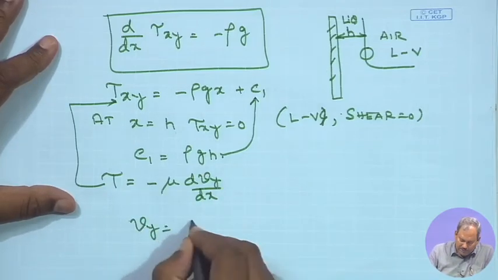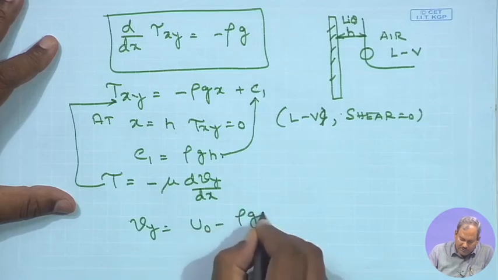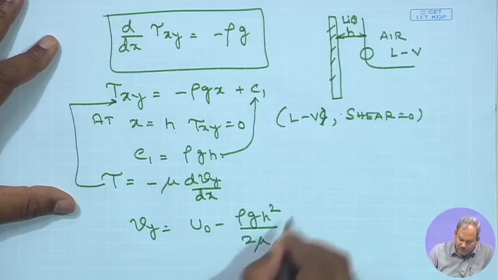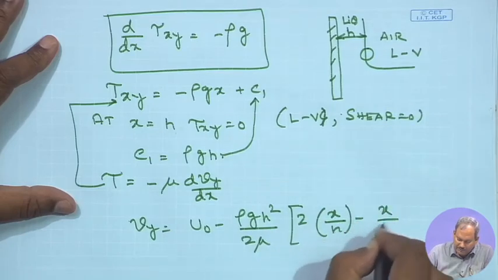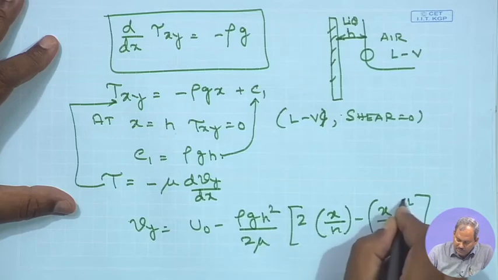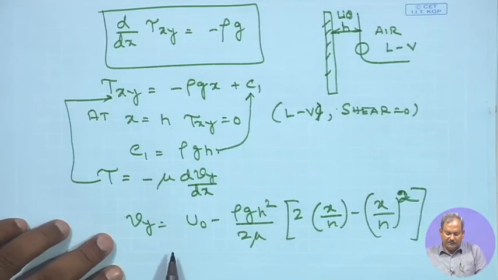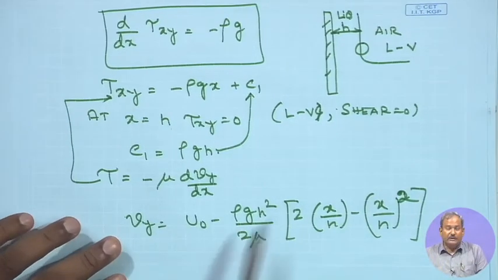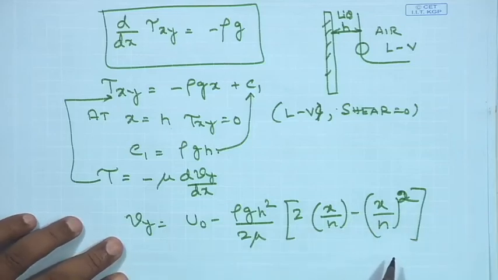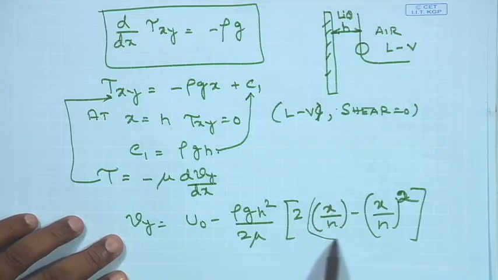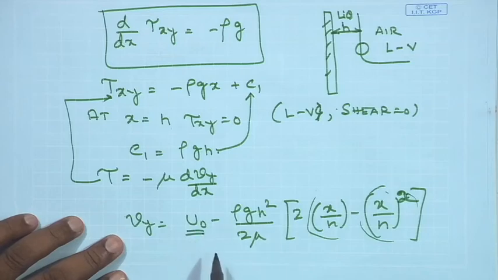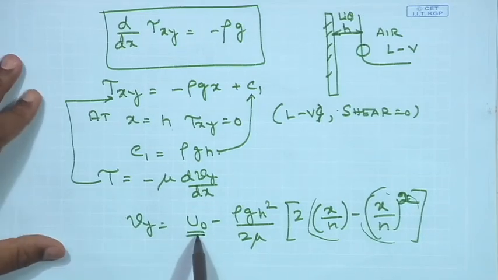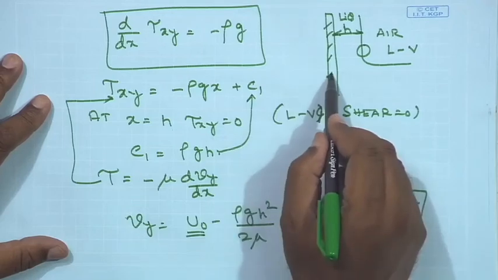Vy would be u naught minus rho g h square by 2 mu times 2 x by h minus x by h whole square. This is the distribution that you should get. Now, you can see that it is slightly more complicated than the simple parabolic distribution profile. You have a linear term and a quadratic term, and you have the velocity with which the belt is being pulled up.